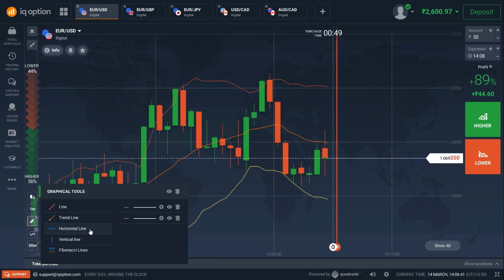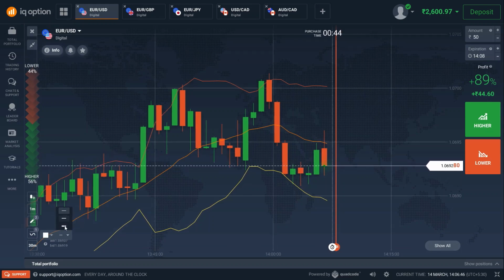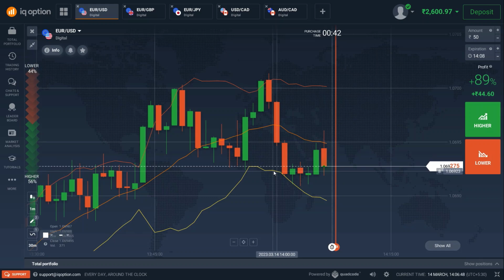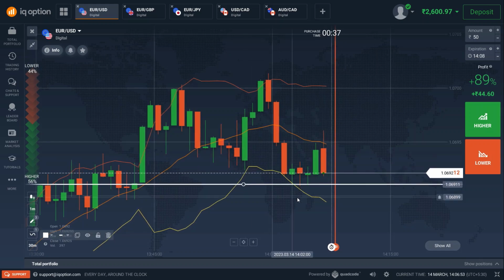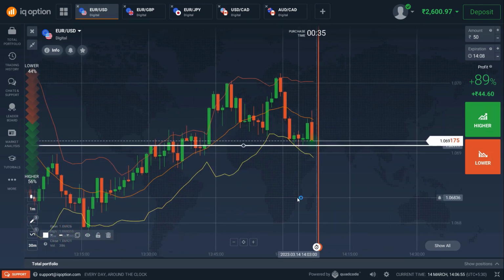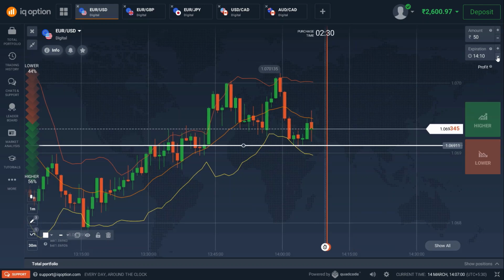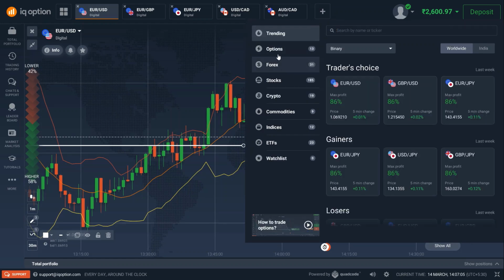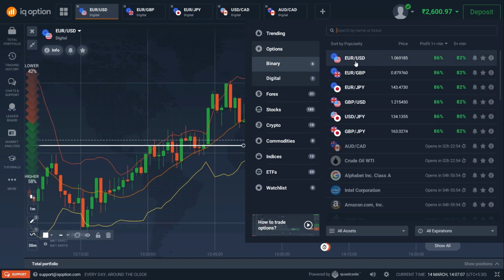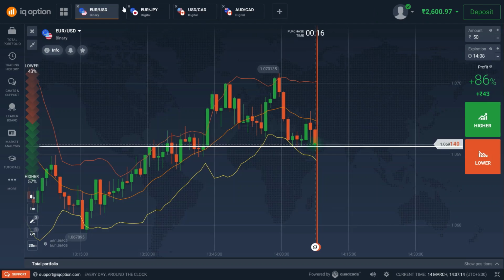So let's draw some horizontal levels. This should be a good strong level. As you can see, the market is getting rejected by that level. Okay, this is digital. Need to open binary. Let me just clear all this for a moment.